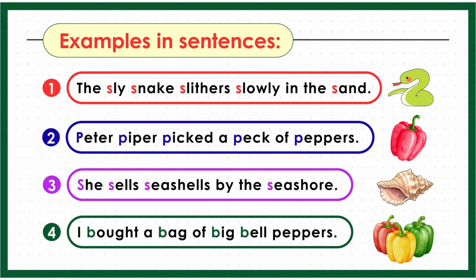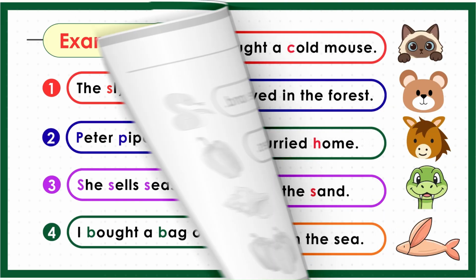Here are the examples in sentences, alliteration. The sly snake slithered slowly in the sand. Peter Piper picked a peck of peppers. She sells seashells by the seashore. I bought a bag of big bell peppers.